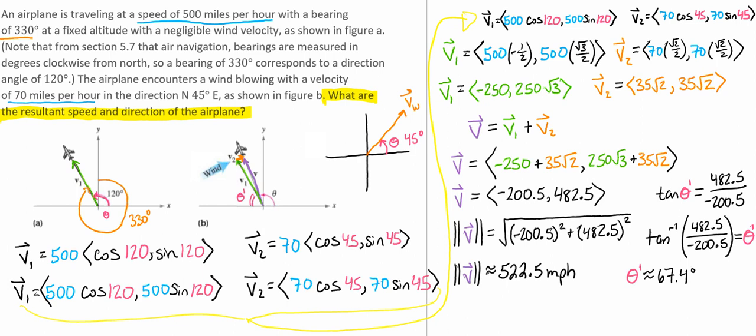Remember, we want to know what our actual angle is from 0. So we take the 180 degrees that we would have over here and subtract our reference angle, and that gives us our theta. So theta is 180 degrees minus our reference angle. If we plug that in, 180 minus 67.4, we get 112.6 degrees. Now we have found the speed of our aircraft, and we have also found the direction of our airplane. And we're finished.